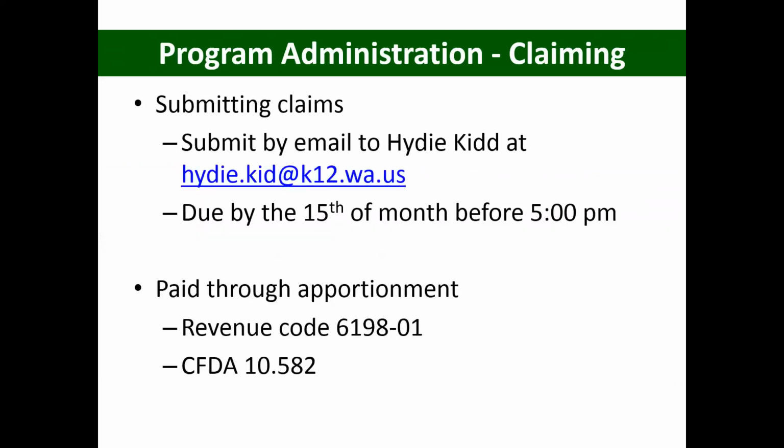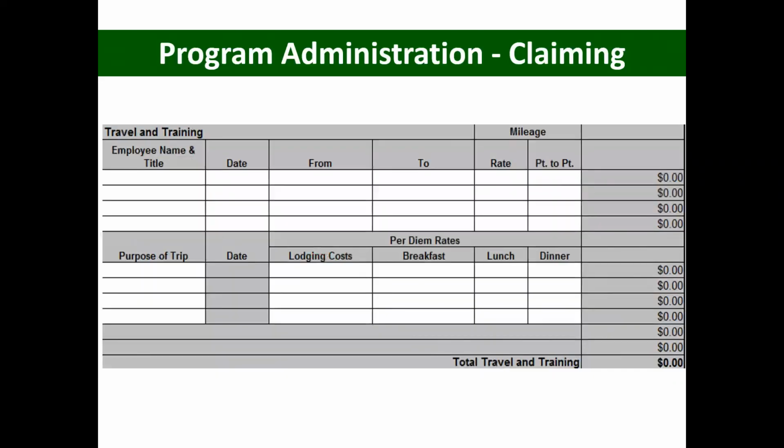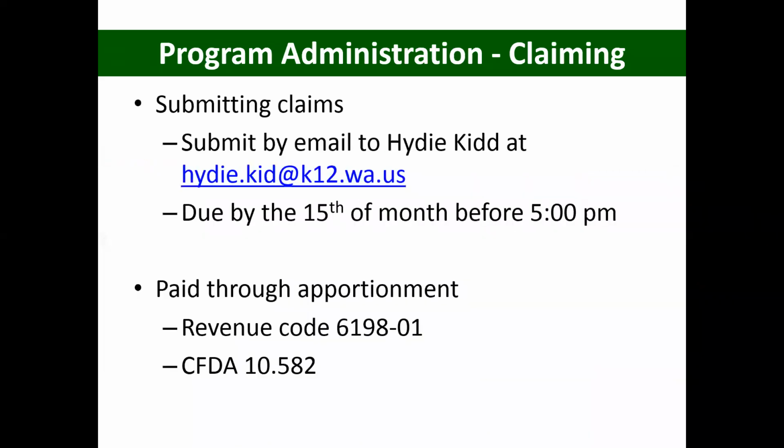And those totals that you have, you see in the bottom where it says total claim total, it carries those totals down to there. That total equipment, indirect costs, net of adjustment, total administrative costs, and that gives you your total claim cost. And that total claim cost should be the claim number, the amount that you're claiming for that month. Okay, so it's kind of a check and balance. If you're an accountant, you probably love it.